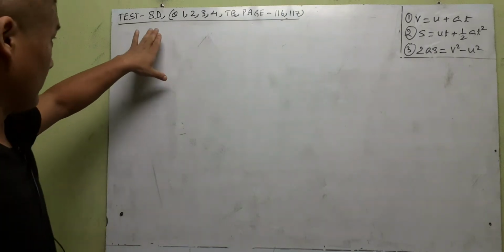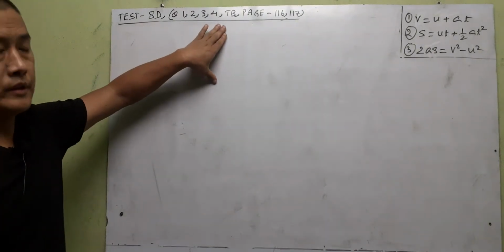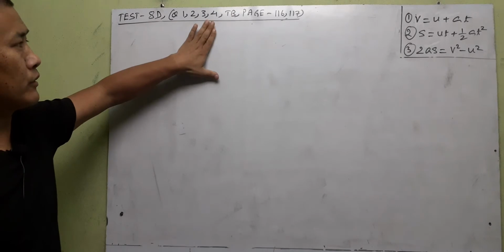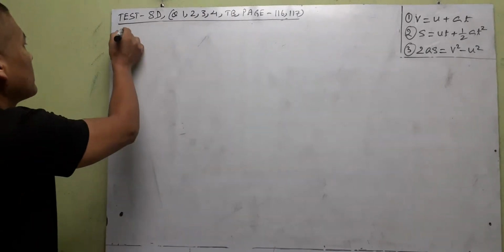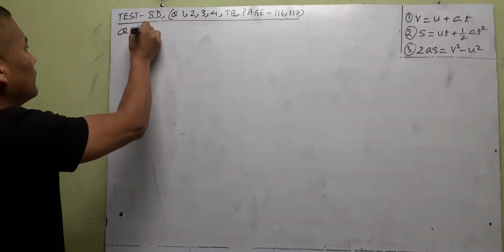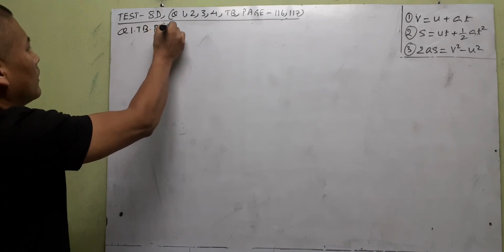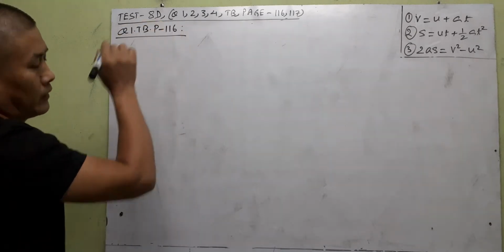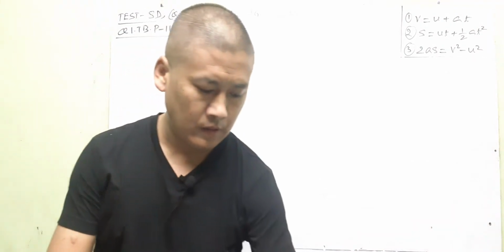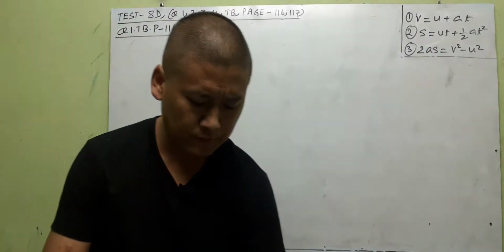So in this class, we'll do this numerical test portion, 8D, okay? These questions are from your textbook. So let us start with question number 1, which we'll find on textbook page 116, okay? Open your textbook to page 116. I will read the question for us, okay?